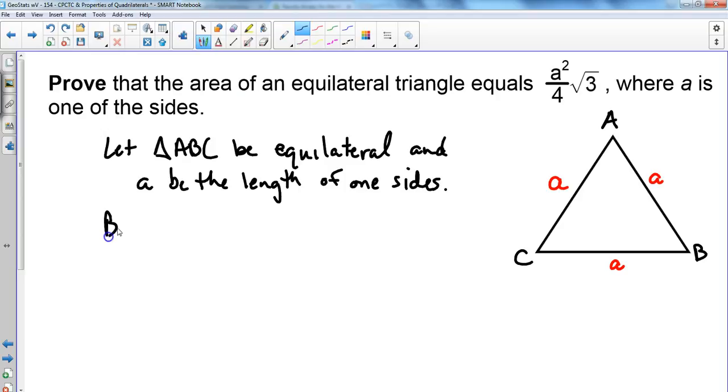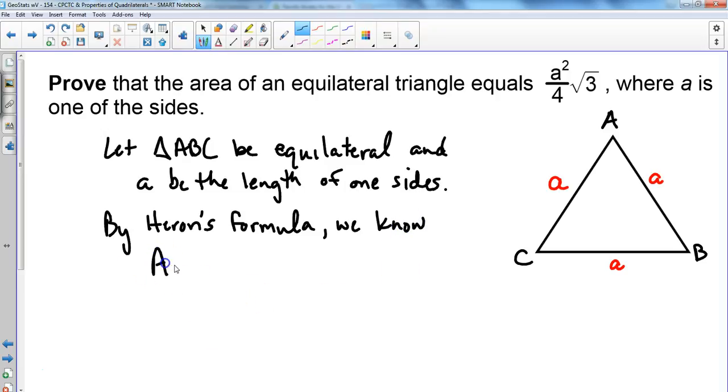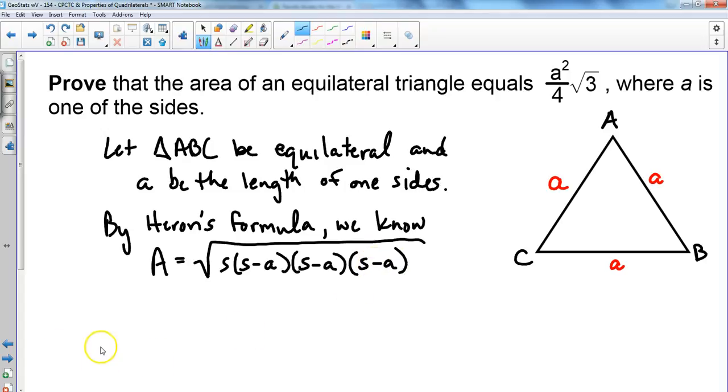So by Heron's formula, we know that the area is equal to the square root of S times S minus one of the sides times S minus the other side times S minus the third side. So there's our formula for the area using Heron's formula. And because it's equilateral, all of our sides are going to be A.